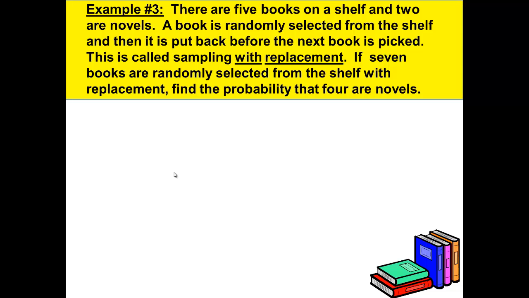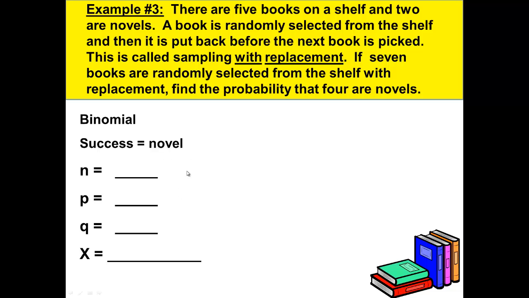If it's a binomial, it should have the variables which then indicate that it also has some of the characteristics. So let's go through and see if it's a binomial. If it's a binomial, it should have a success and a failure. The success is picking a novel. Find the probability that 4 are novels. So it's either a novel or not. So yes, it has 2 choices.